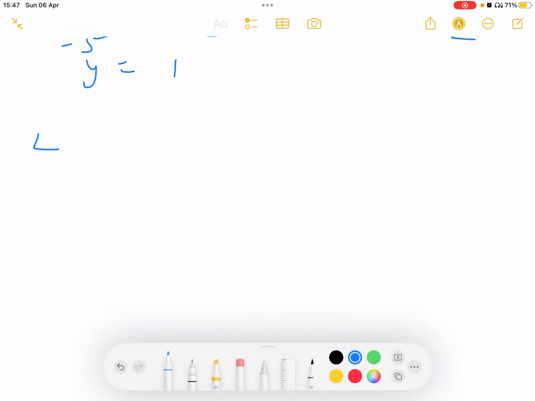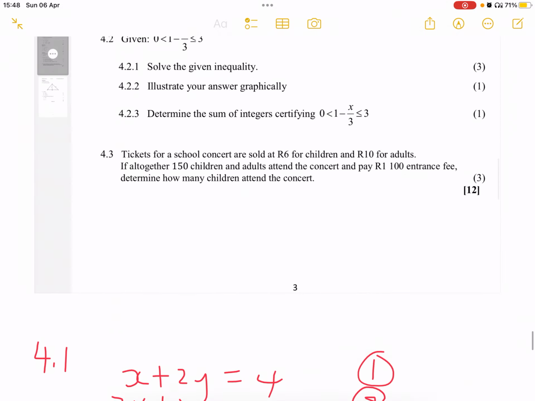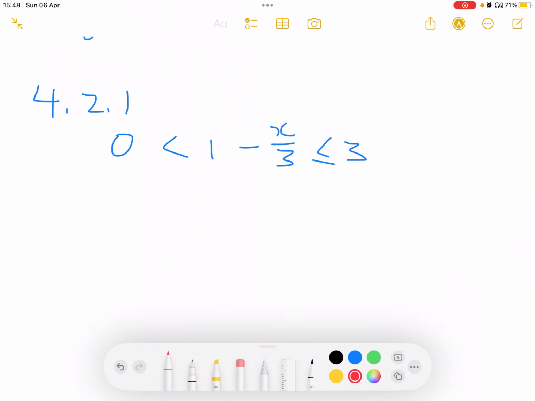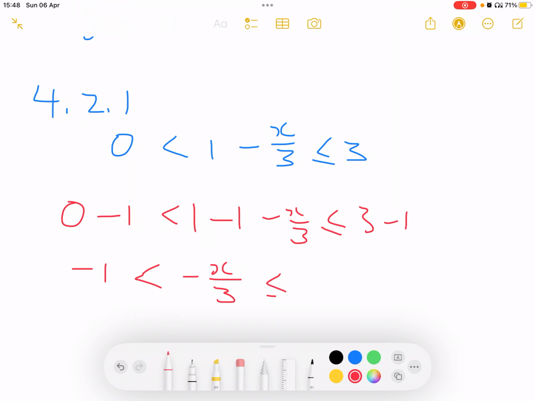Now we are given in 4.2.1, 0 less than 1 minus x over 3 less than or equal to 3. Before removing, we want to simplify this, or what is it said? Solve it. So we have to be remaining with x only in the middle of the inequality. So we have to remove everything that's next to x. First thing is the 1. To remove a positive 1, just say minus 1 throughout. 1 minus 1, minus x over 3, less than or equal to 3 minus 1. Then it's minus 1 less than negative x over 3 less than or equal to a positive 2.